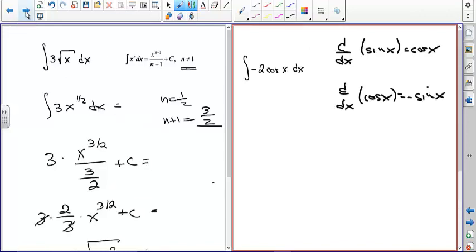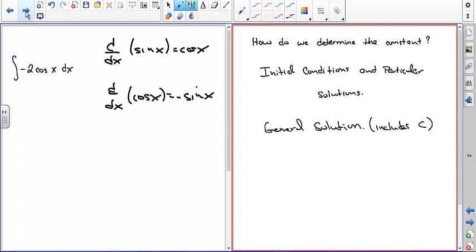Okay, I'm going to skip over that. So the question is, how do you figure out what C is? Well, C is determined by specifying some initial conditions. So you would say at x equals 3, y equals something. And by specifying both x and y at some value, you can find C.